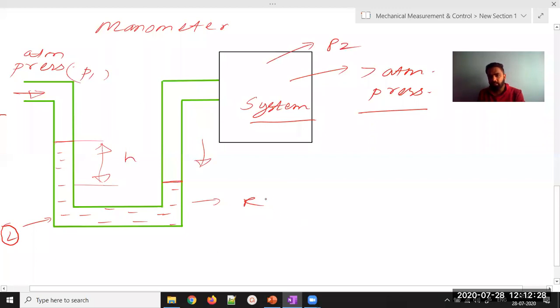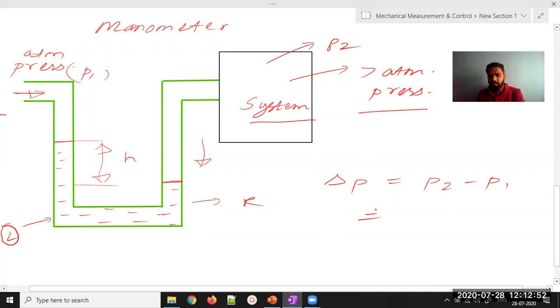Okay, now we know that P1 minus P2, or P2 minus P1, whatever you want to say. Since P2 is greater than P1, what we will write is P2 minus P1. You can write that, or you can even write P1 minus P2, or you can even write delta P.